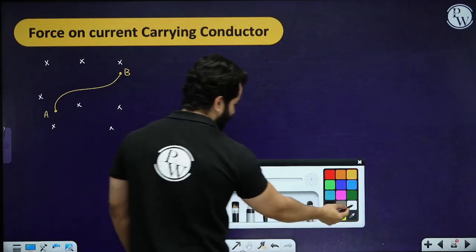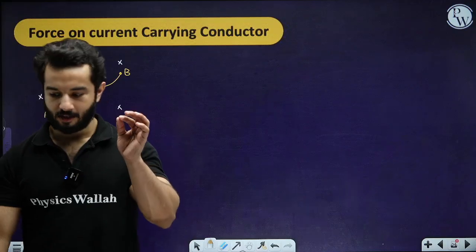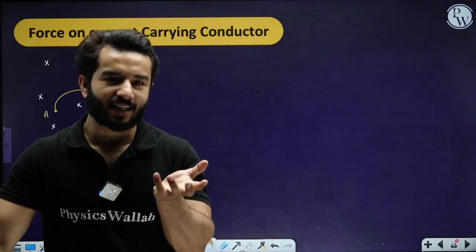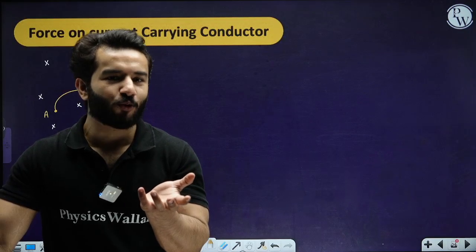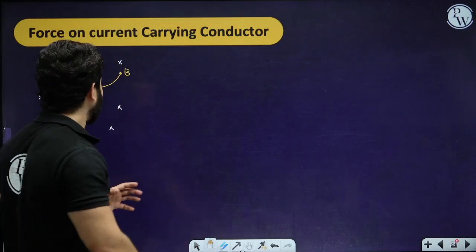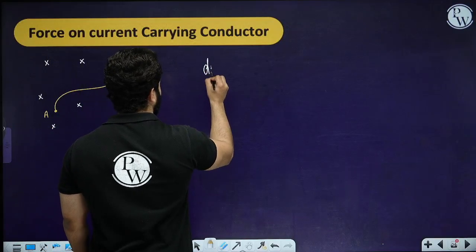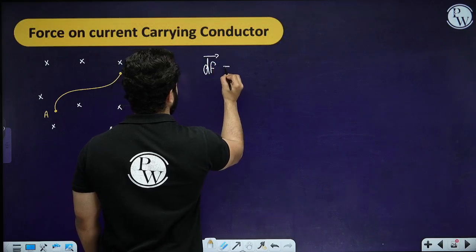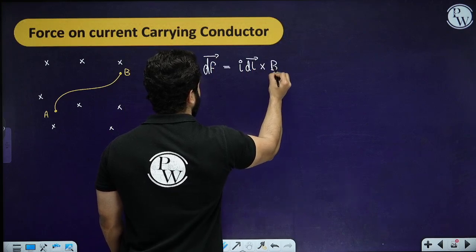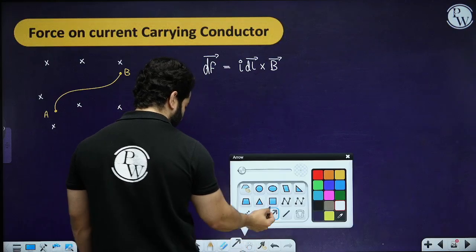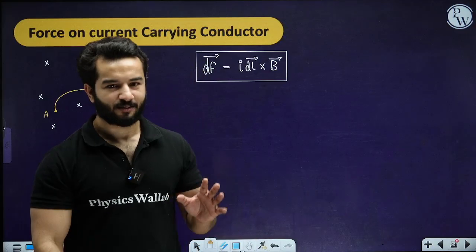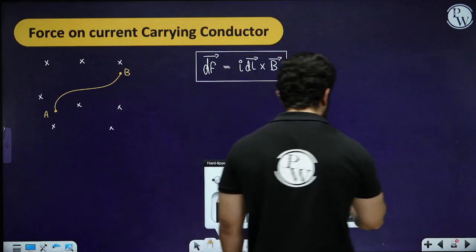If you have got force acting on a moving charged particle, a current carrying conductor is also basically moving charges. Electrons are flowing. So in that case, force actually acts on it, and the value of force is dF = I dl cross B. Although we can actually derive this formula, I personally think that you can also learn this without derivation. If you want me to derive it, it's quite easy actually.